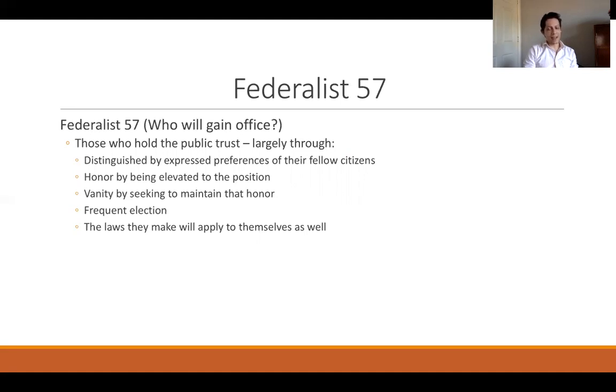What Federalist 57, however, argues is that people who seek office, those who hold the public trust, will ultimately be mitigated because of the necessity of having to run in multiple elections. The necessity of expressing the preferences of their fellow citizens in order to be successful in those continuous elections. The honor that is bestowed upon them in maintaining those elected positions, and ultimately, and perhaps most importantly, the laws that these policymakers pass would have to apply to themselves as well. And it seems irrational that an office holder would pass a law that they themselves would not want to follow.